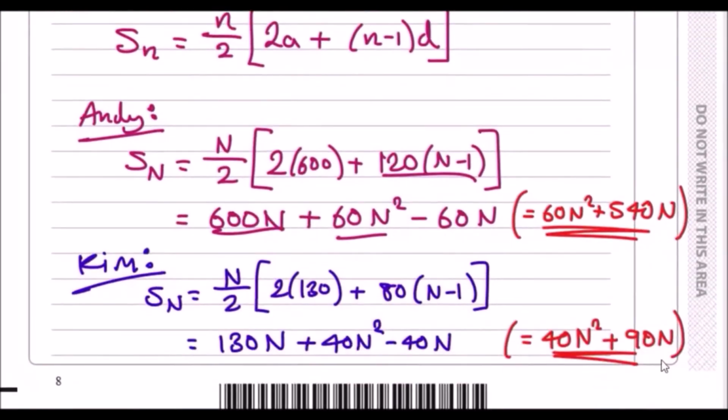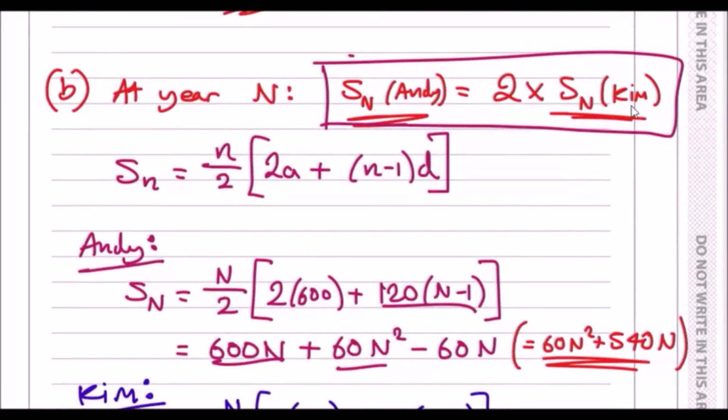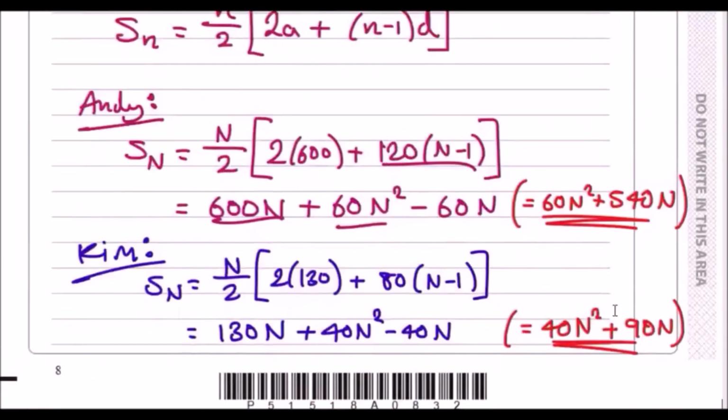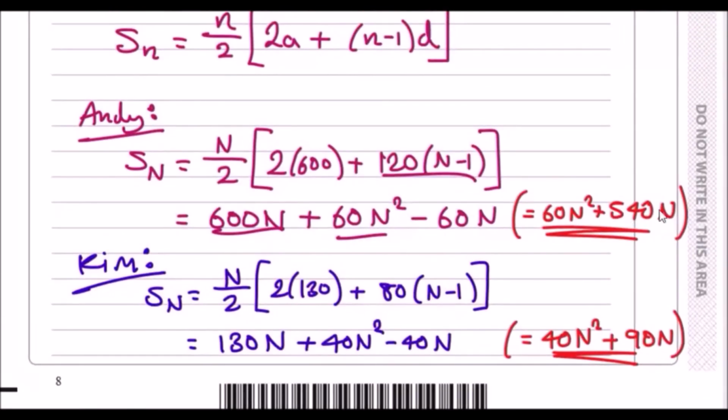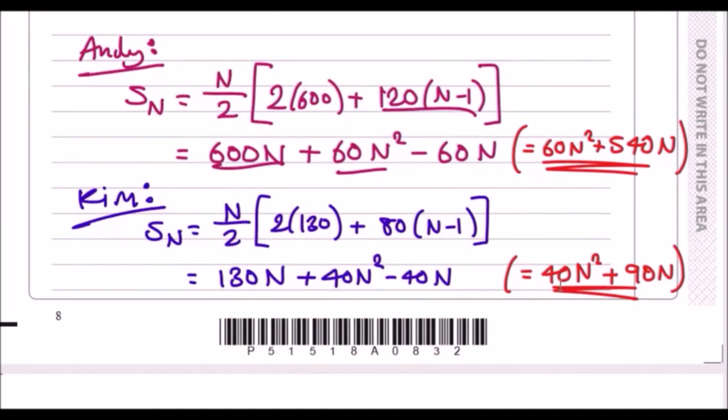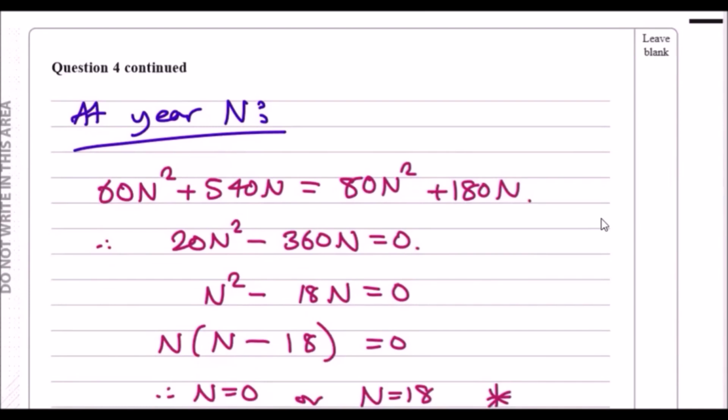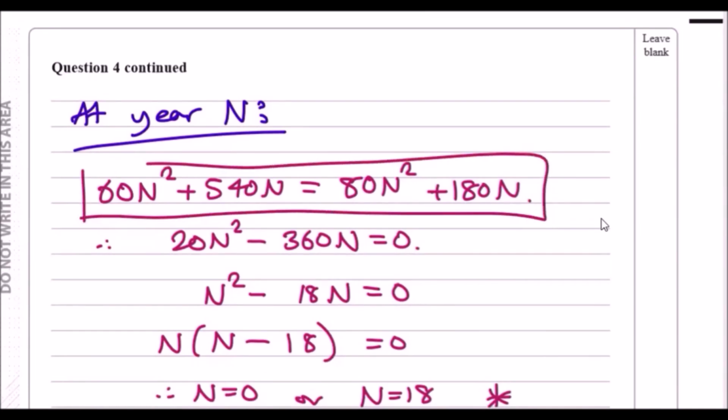So once you guys come to this conclusion, put this back into the original equation here. So the sum of Andy would equal 2 times the sum of Kim. So it would be 60n squared plus 540n equal to 2 times this, so 80n squared plus 180n. And I put it here. Okay, so you guys should be here right now.